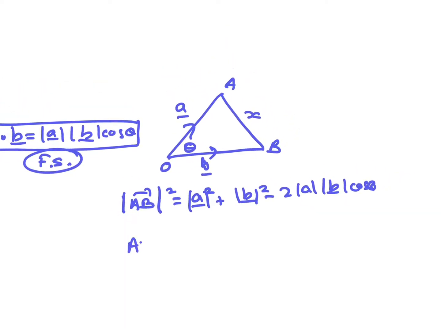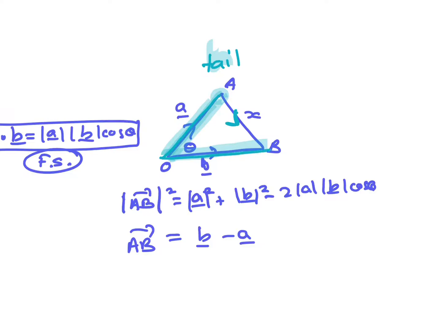Okay, now AB will equal B minus A. Because if you trace around this, AB is that way. So B minus A. If you start at A and you trace along A, that would be minus A because you go in the opposite direction, you go to B. So you go from the tail and you trace in the opposite direction along to the head.